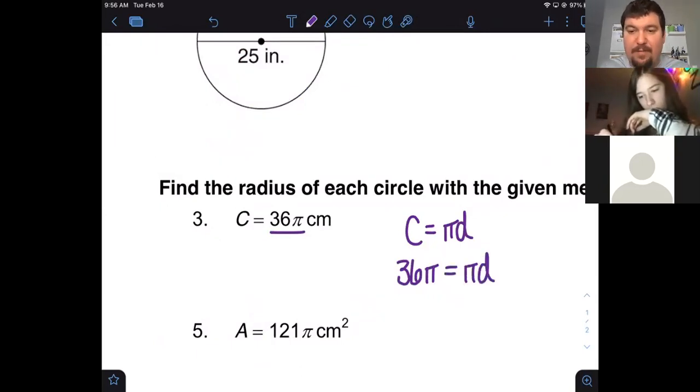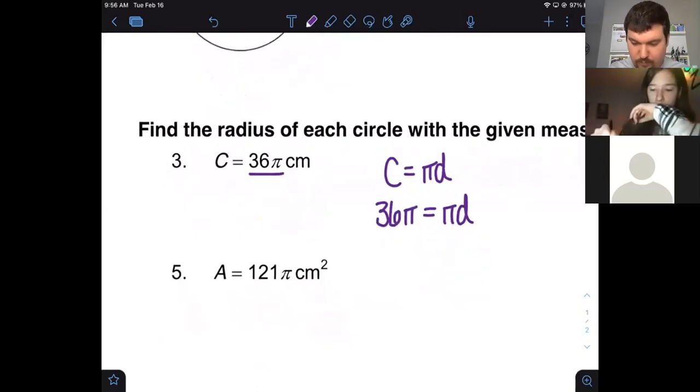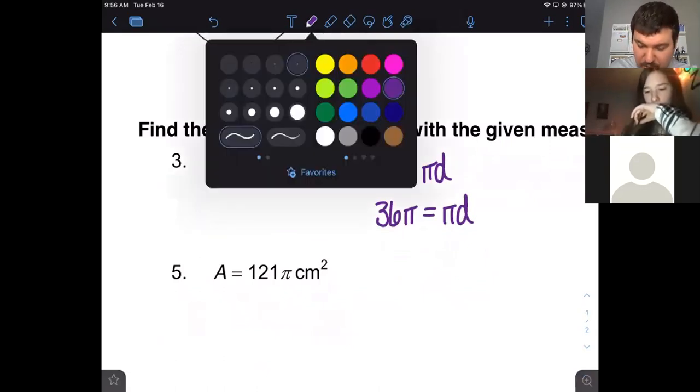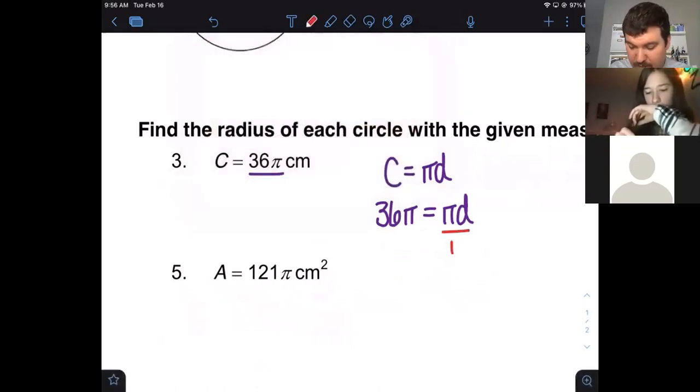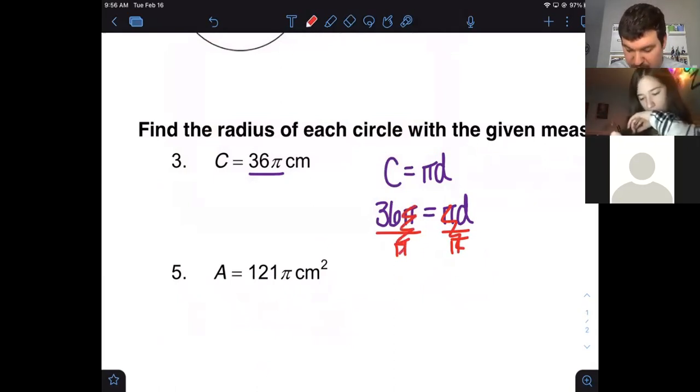And then can someone explain to me, what did we have to do to get the diameter by itself? We had to work backwards. Divide. Divide, yeah, nice job. So we're just gonna divide that pi away. And because they wrote their circumference in terms of pi, dividing by pi also divides that pi away. And so I'm left with the diameter equals 36.